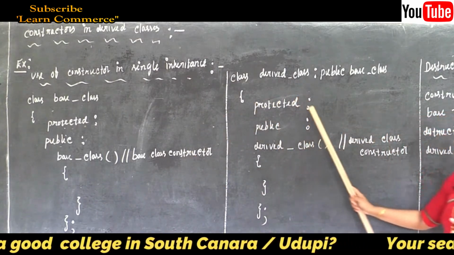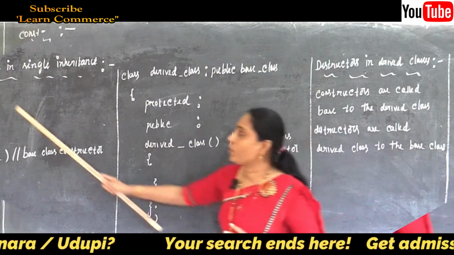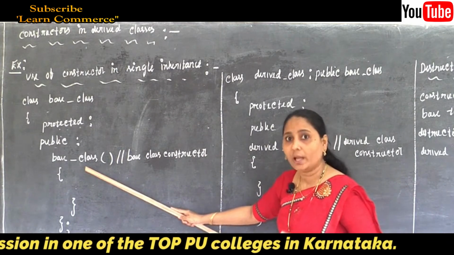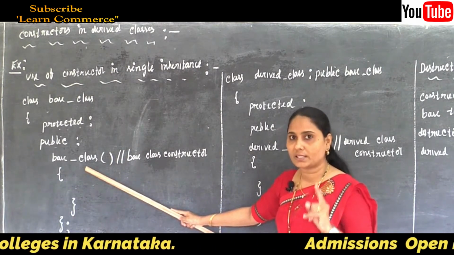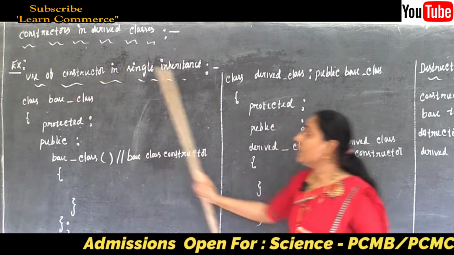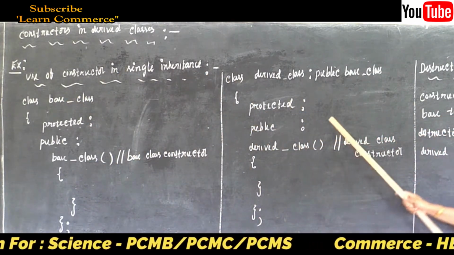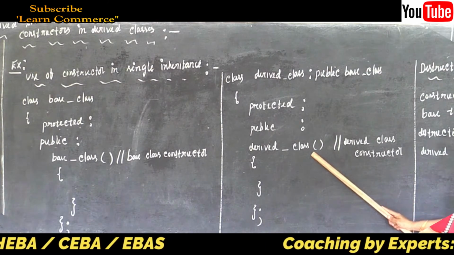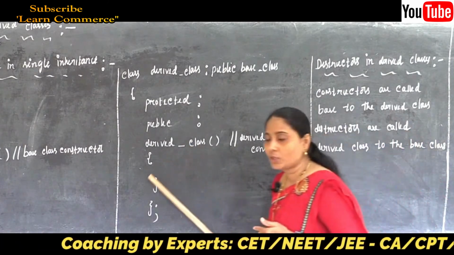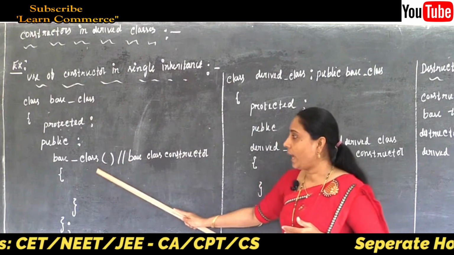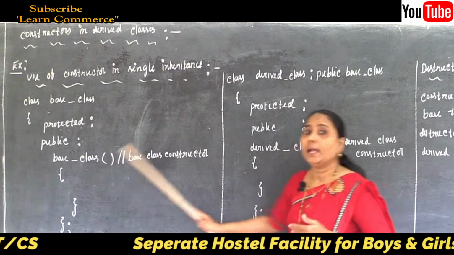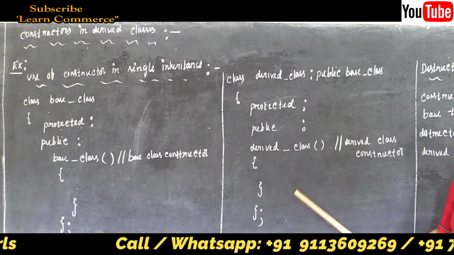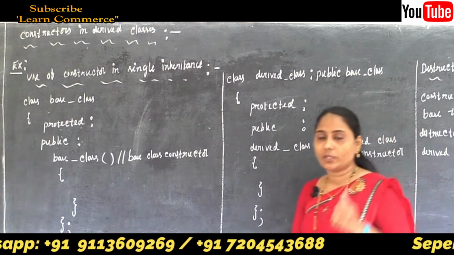I already used one example. In our base class I completed one constructor function. If you are completing one constructor function in the base class, then you need to continue such a constructor function in the derived class also. But if the base class does not have any constructor function, then it is not possible to construct any constructor function in derived classes. So clear this point.